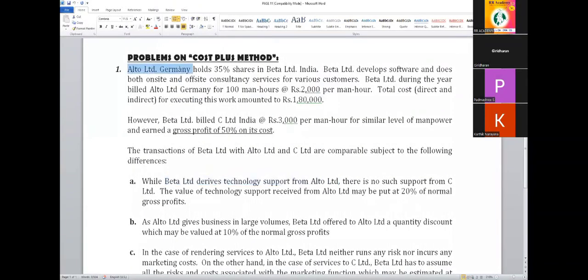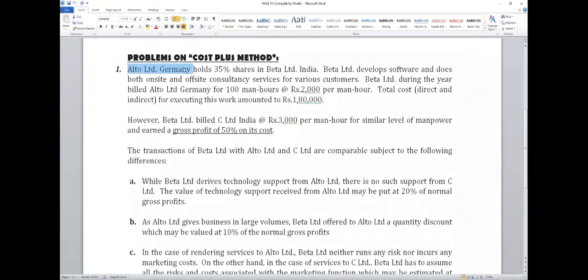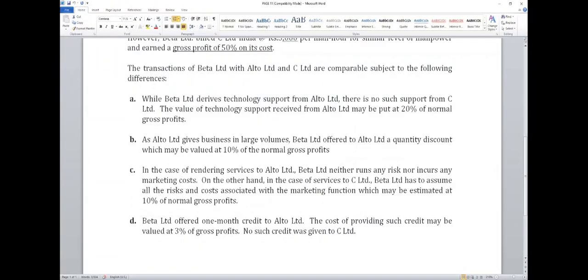Students, யார் Alto Limited எந்த ஊர்ல இருக்கு? Germany. Who is providing services? Beta Limited develops software and does. Correct? So Beta Limited during the year built Alto Limited. So again, the reason for the lower margin is that Beta Limited, sir, we are getting some support from our AE. Alto Limited Germany கிட்ட technology support கிடைக்குது. But there is no such support from C Limited. They are giving us technology support, sir.